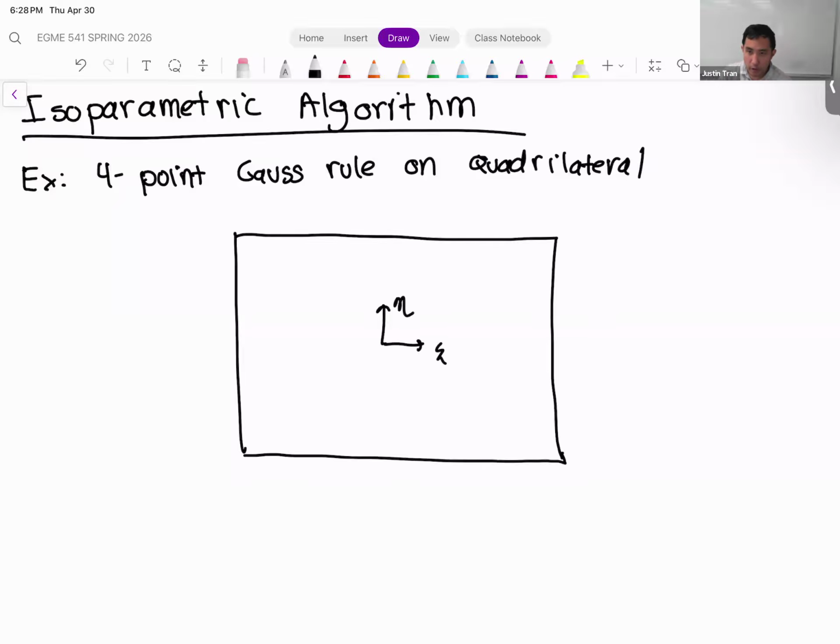Let's say we have our element here. Its upper and lower bounds are -1 to 1. The first Gauss point is right here. This is GP1. The coordinates for this point are -1 over √3, comma -1 over √3.